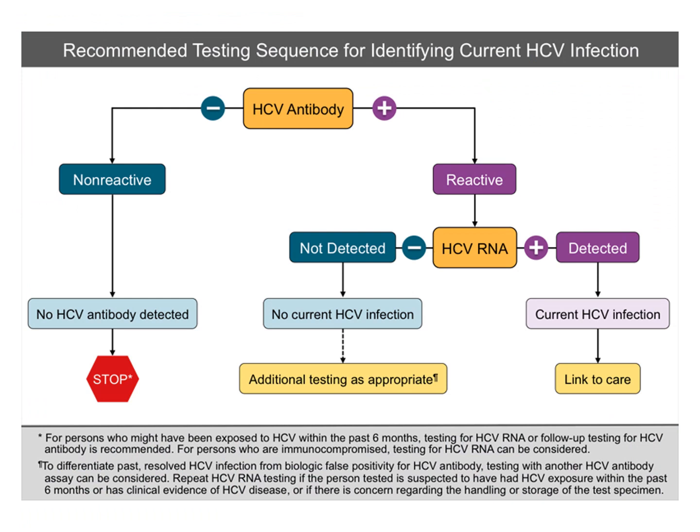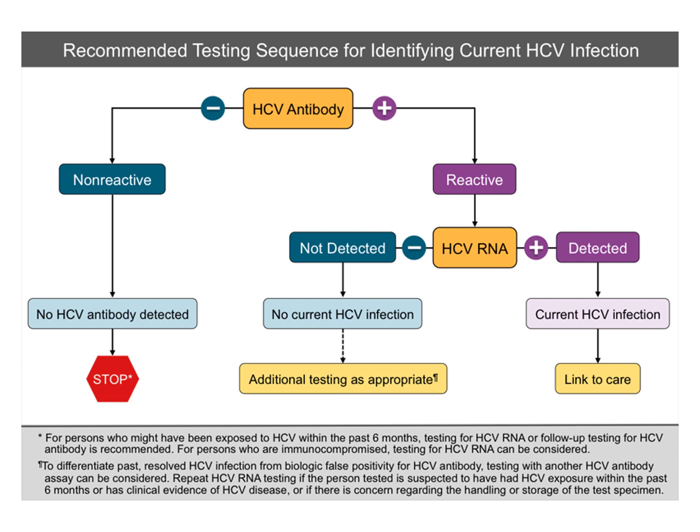The recommended testing sequence for identifying current HCV infection: when HCV antibody is negative, non-reactive, that means you are not infected and there is no HCV antibody detected in your blood, but you are still susceptible to getting infection.